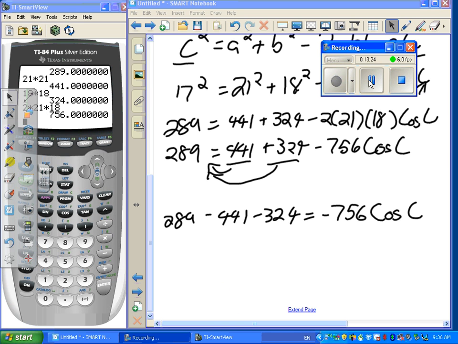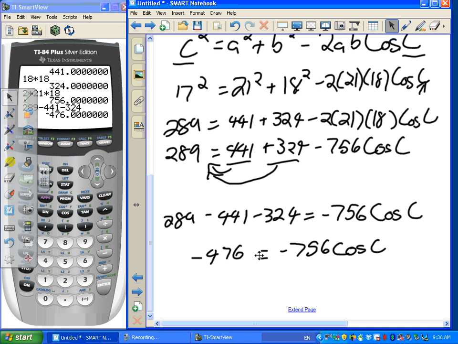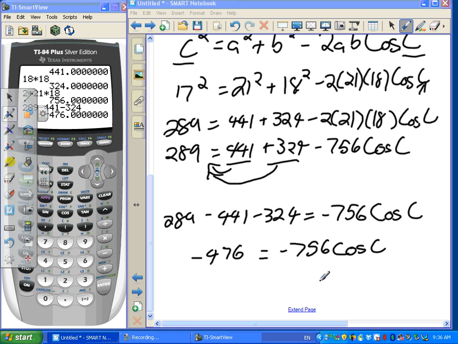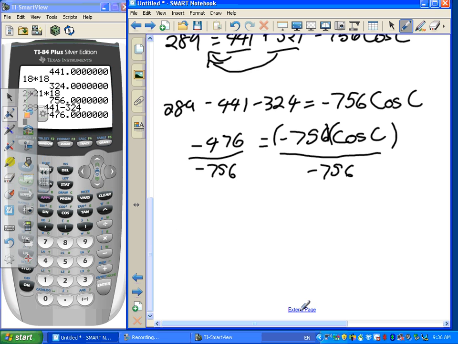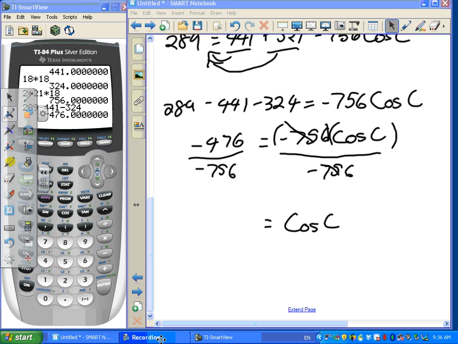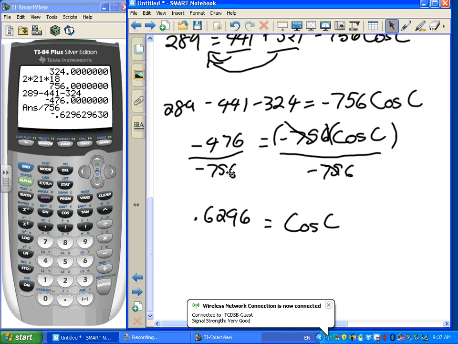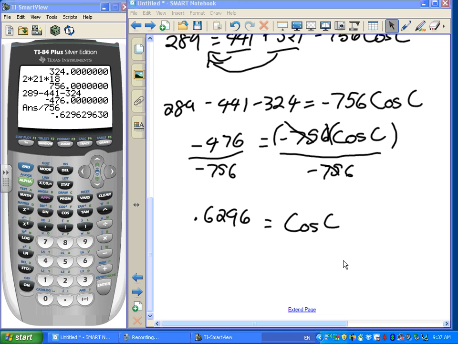Okay, I'm going to quickly solve the left side of this. Okay, I got negative 476. Now, like we said, we have to isolate cos C. This says multiplied by, so imagine that this number is multiplied by cos C. So I need to divide both sides by negative 756. These two will end up canceling out, and we'll be left with cos C is equal to, okay, I've divided the two. We get positive 0.6296.